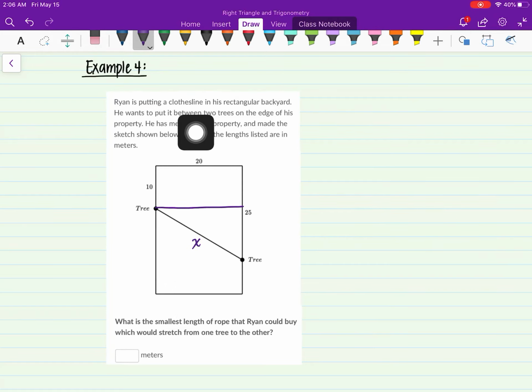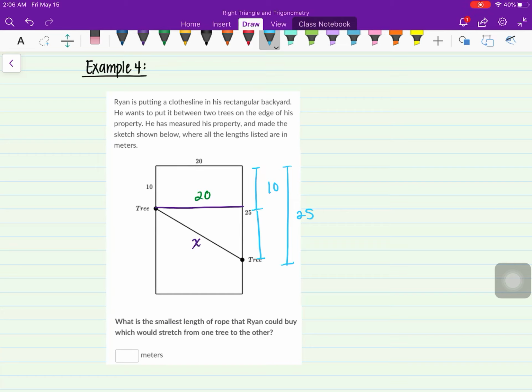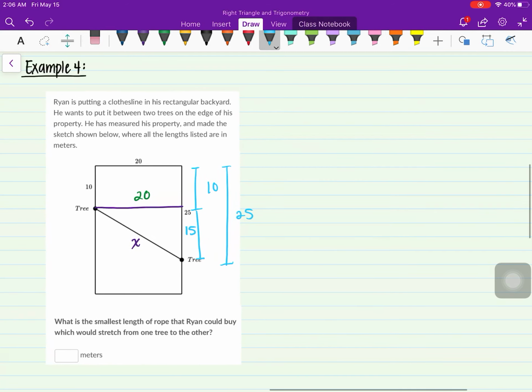Since we're working with a rectangle here, the opposite sides of a rectangle are congruent, which means that if this is 20, then this is 20 here, and this is 20 as well. So this here is 20. Now, Ryan also provides us with measurements. From one tree it's going to be 10 meters, and from the second tree it's going to be 25. So if this here is 10 and all of this is 25, then from here to the second tree it's going to be 15. So this here measures 15.